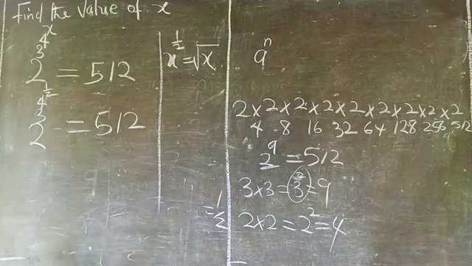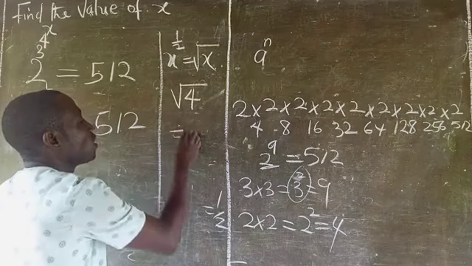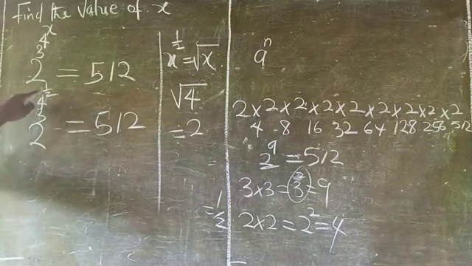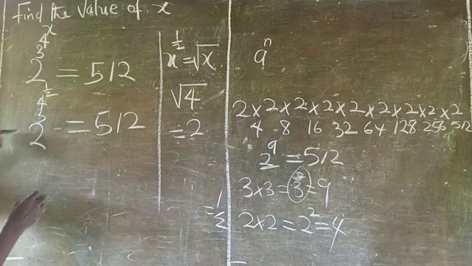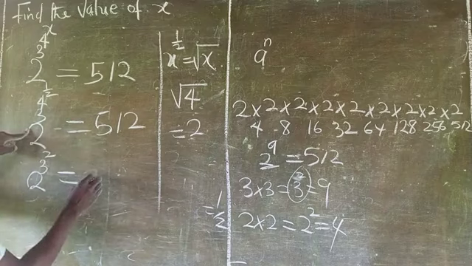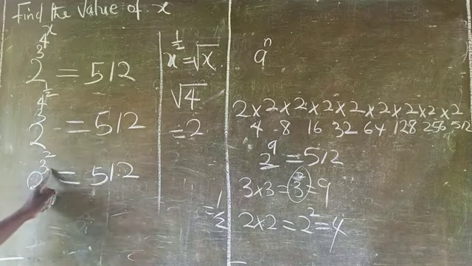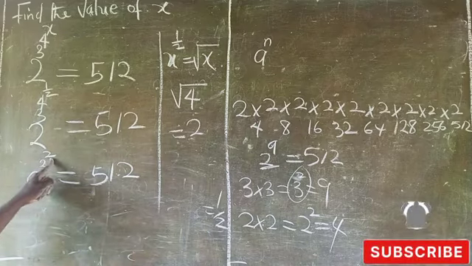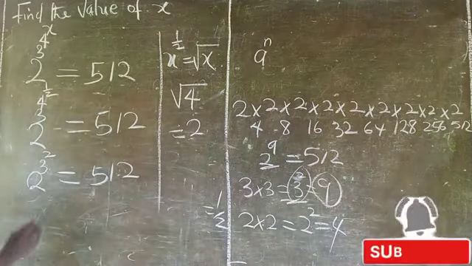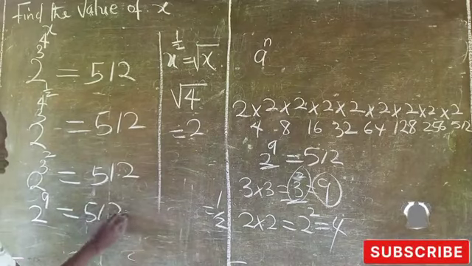So we are going to transform this to the square root of 4. And the square root of 4 is 2. So in place of 4 raised to power half, it becomes 2. So the equation becomes 2 raised to power 3 raised to power 2 equals 512. And again, what is 3 raised to power 2? 3 raised to power 2 is 9. In place of 3 raised to power 2, we're going to put 9, and our equation becomes 2 raised to power 9 equals 512.